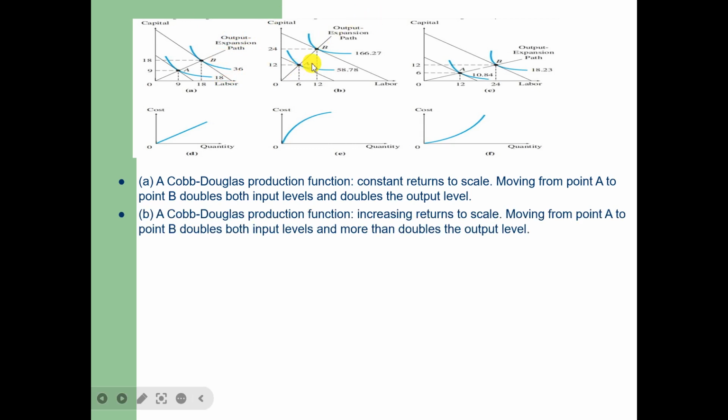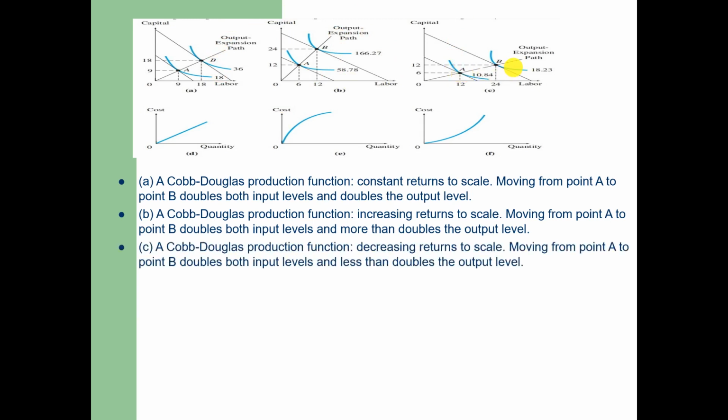In figure B, the Cobb-Douglas production function, there are increasing returns to scale, and moving from point A to point B doubles both the inputs and the output is more than double. And here, although both the inputs are doubled, output is less than double, so there are decreasing returns to scale in this figure C.